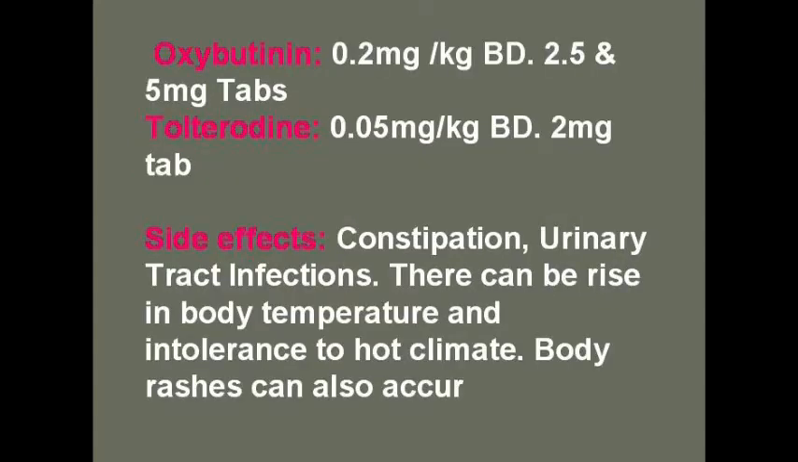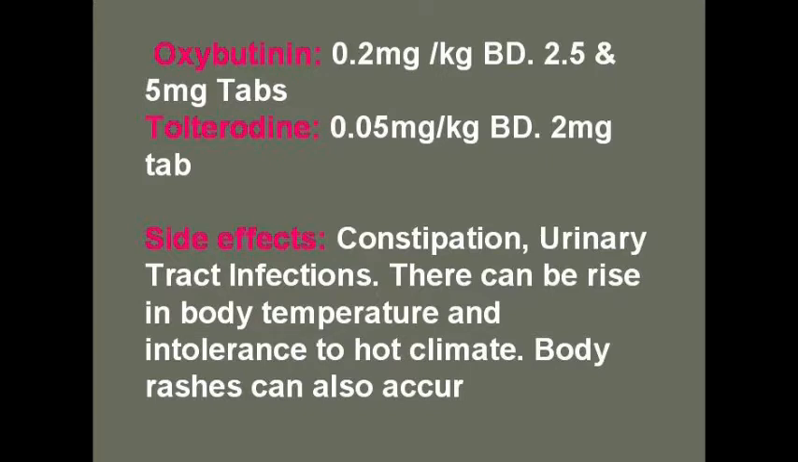Now, in the event that you have a high residue at the same time as an overactivity, and you are going to give an anticholinergic, you should also think of giving an alpha blocker along with that to lower the voiding pressure. Now, oxybutynin is most commonly used, at 0.2 milligram per kg BD. Tablets are available in India, at least 2.5 and 5 milligram tablets.